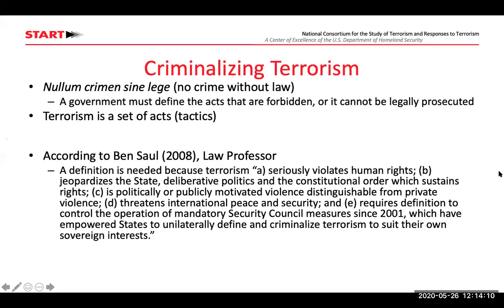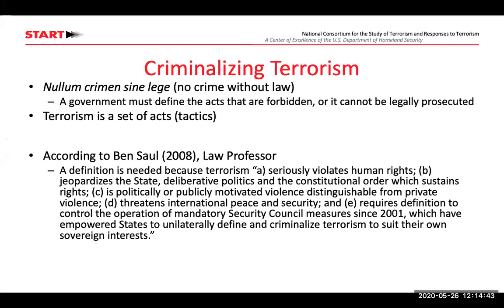So when it comes to criminalizing terrorism, the first bit is that there can be no crime without law. So government must define these acts. They must define what's forbidden. If it's not forbidden, then you can't punish it. Terrorism, we know, is a set of acts. It's a set of tactics. It's not an ideology. It is not a mode that's dependent on any culture or society. It is a set of tactics and methods that are used.